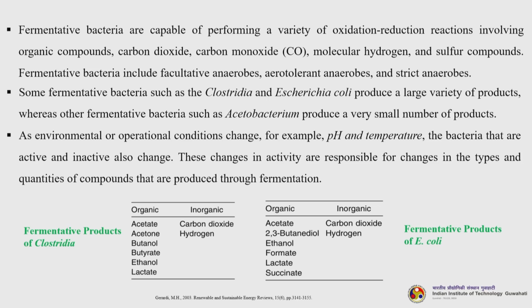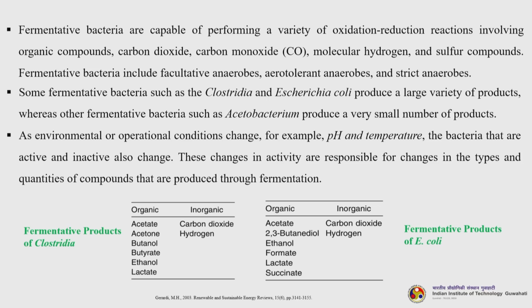Some fermentative bacteria such as Clostridia and Escherichia coli produce a large variety of products, whereas other fermentative bacteria such as Acetobacterium produce a very small number of products. As environmental and operational conditions change, for example the pH and temperature, the bacteria that are active and inactive also change, because the environment has a huge effect on the different types of microorganisms. These changes in activity are responsible for changes in the types and quantities of compounds that are produced through fermentation.